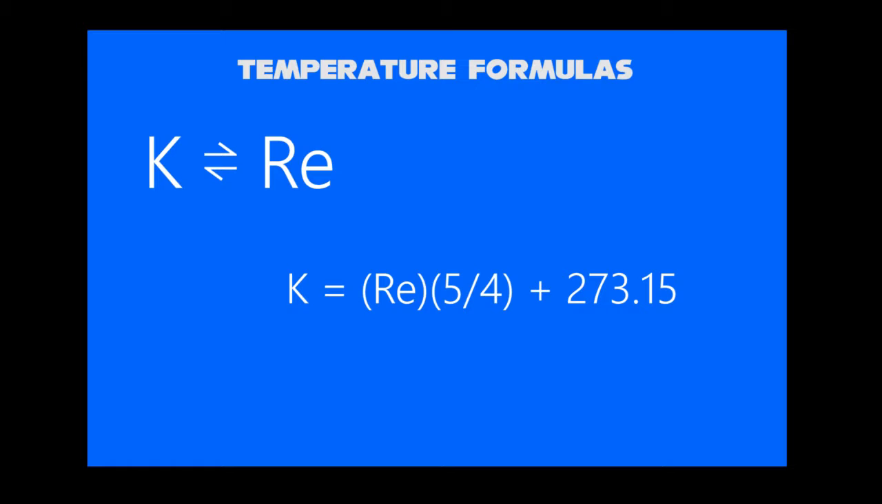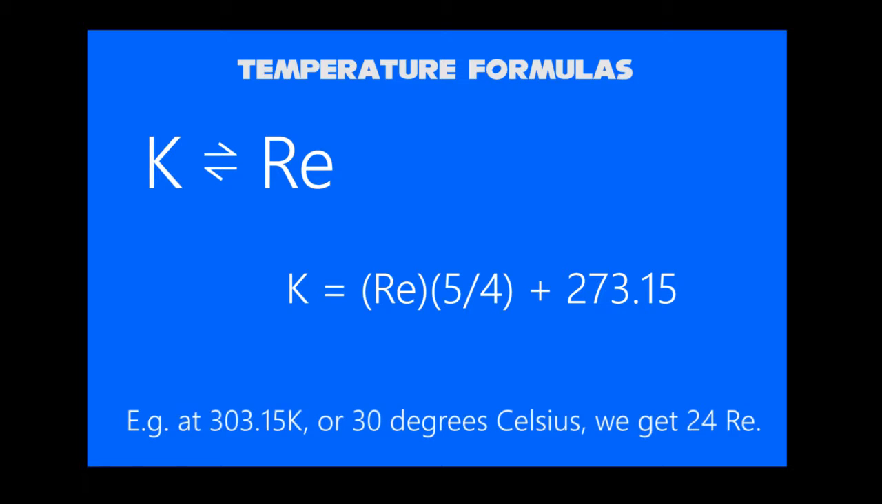plus 273.15. For example, like in values of Celsius to Reaumur, at 303.15 Kelvin, subtract by 273.15, which is 30, divide by 1.25, we get 24 Reaumur.